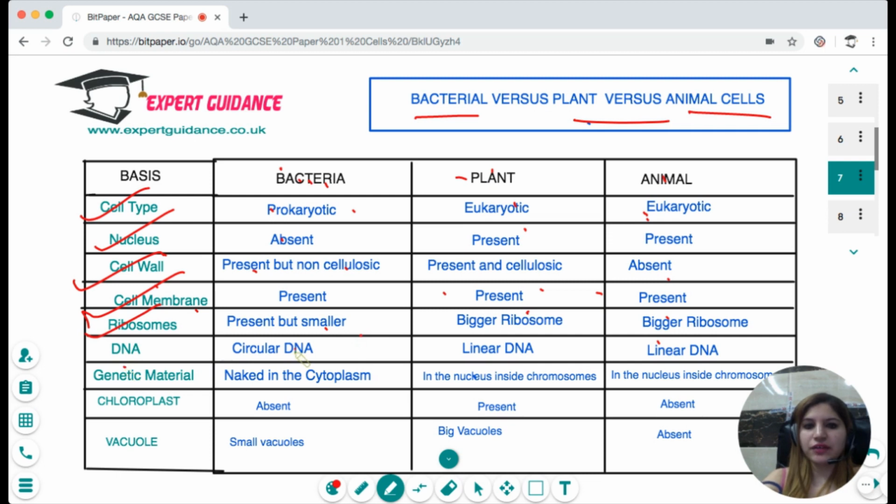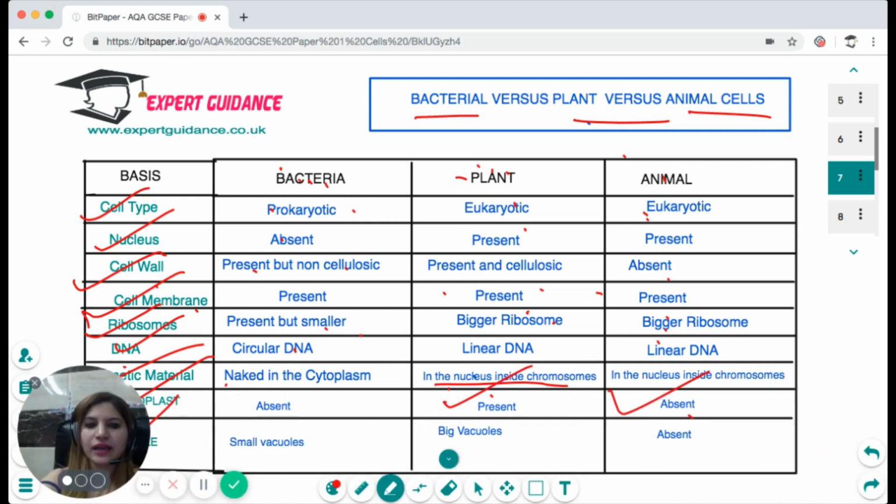DNA is circular in bacteria but linear in plant and animal cell. The genetic material in bacteria is naked, found in the cytoplasm. In plant, it is in the nucleus inside the chromosome, and same in animals. The chloroplast is absent in bacteria and in the animal cell, but present in the plant cell, and the vacuoles are small in bacteria, absent in the animal cell, but present in the plant cell. Okay, so I hope the similarities and the differences between bacteria, plant, and animal cell are clear to you.